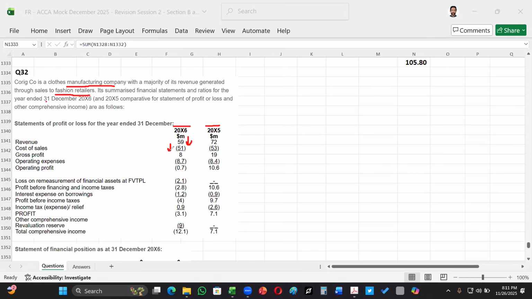So all of these points are important. You see, the drop in the cost of sales is very small compared to the drop in the revenue. Okay, so we're going to calculate the total drop, and then we're going to calculate the percentages. The sales have dropped by a greater proportion compared to cost of sales, and the result is another drop in the gross profit. The gross profit here is 8 million, whereas last year it was 19 million.